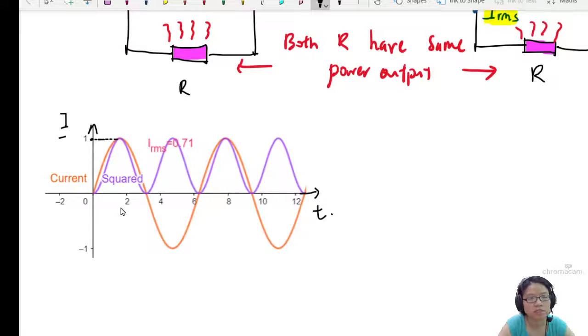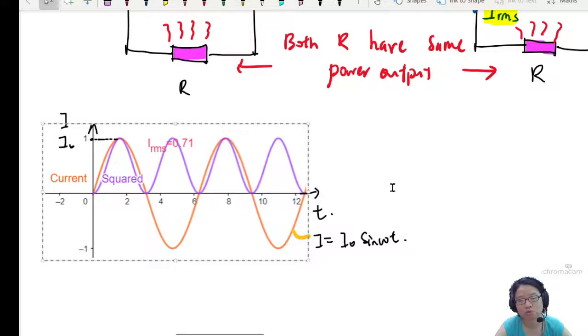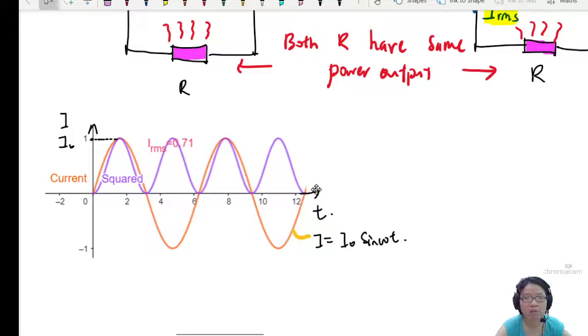Okay, so this one is I naught. All right, so our first problem is if you look at the average of this graph, so this graph will have an equation of I is equal to I naught sine omega t. Okay, you notice that the area is the same, because if, let's say, I average across these two cycles, the average current is 0.